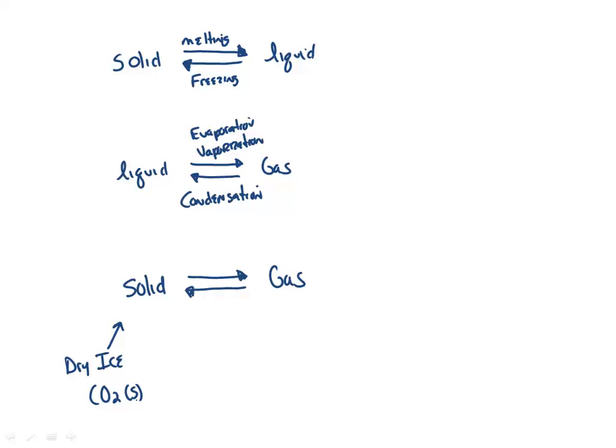Anyway, solid going to a gas. Does anyone know what that process is called? It's called sublimation. So the key here is you guys are going to have to memorize these six of them. Four of them are pretty easy and obvious, and the other two are the ones that are weird. And does anyone know what happens if we go from a gas straight to a solid?